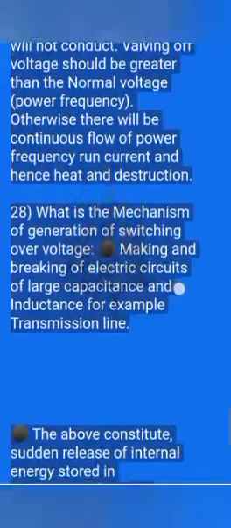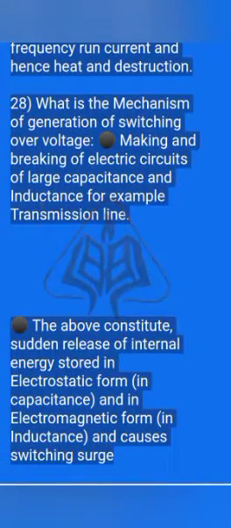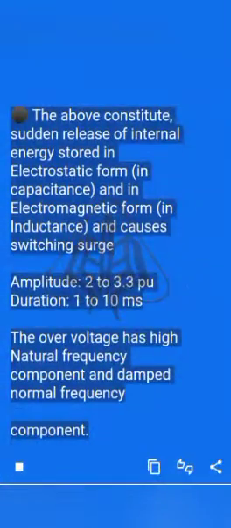28. What is the mechanism of generation of switching overvoltage? Making and breaking of electric circuits of large capacitance and inductance, for example a transmission line. The above constitute sudden release of internal energy stored in electrostatic form, in capacitance, and in electromagnetic form, in inductance, and cause switching surge amplitude 2 to 3.3 pu, duration 1 to 10 milliseconds. The overvoltage has high natural frequency component and damped normal frequency component.